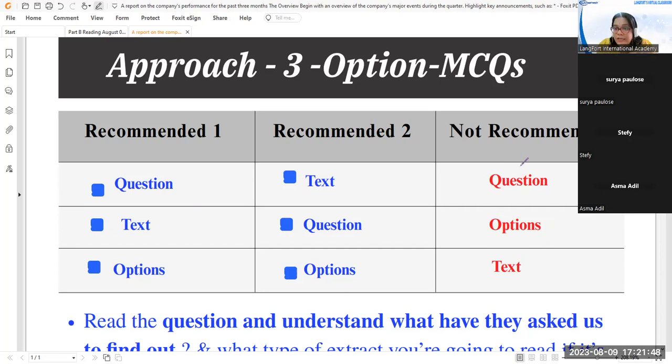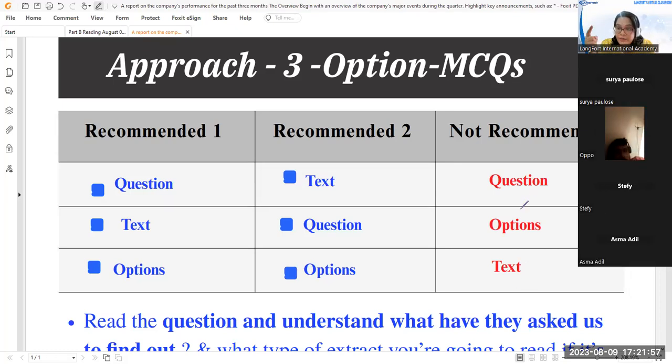There is another third approach, where people read the question, then they look at the options. As a final step, they look at the text, then they choose the option. So they read question, option, text, then they go back to options. This approach is something that I would not recommend. Either go with this or this.